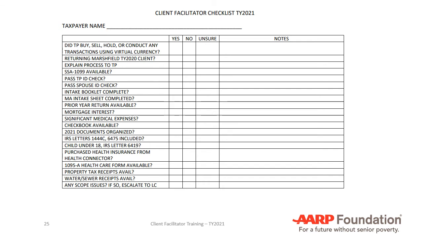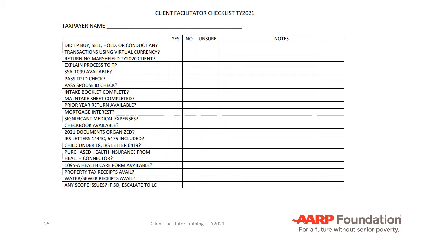Then the facilitator goes ahead and explains the process to the taxpayer. Is there an SSA 1099 available from the Social Security Administration? Yes or no? Then we check off the ID check when we check the taxpayer's identification and the spouse's identification. The intake booklet, is it complete? Is the intake sheet complete as well? We check those things off. Prior year return available. So if the taxpayer has brought in the prior year return, we check yes on that.